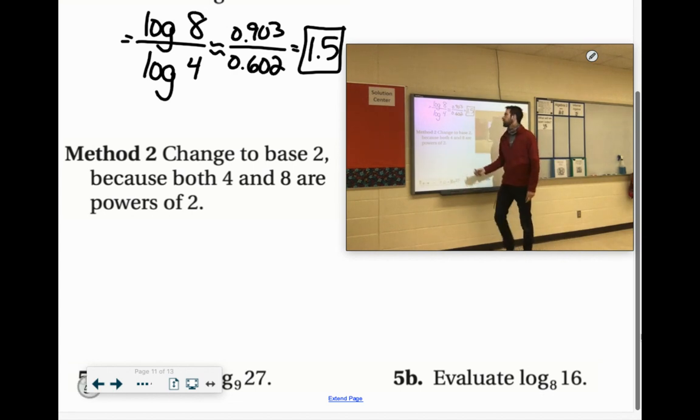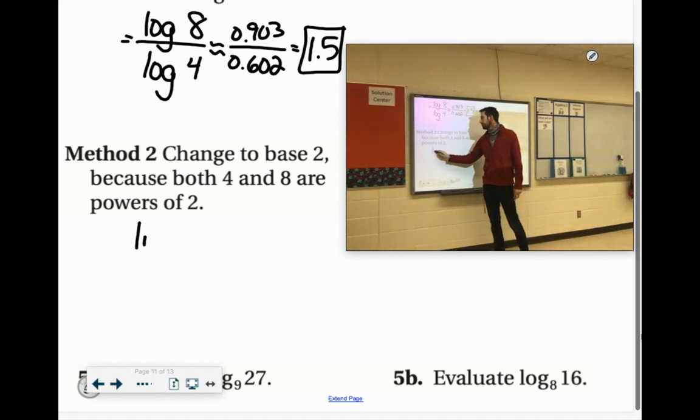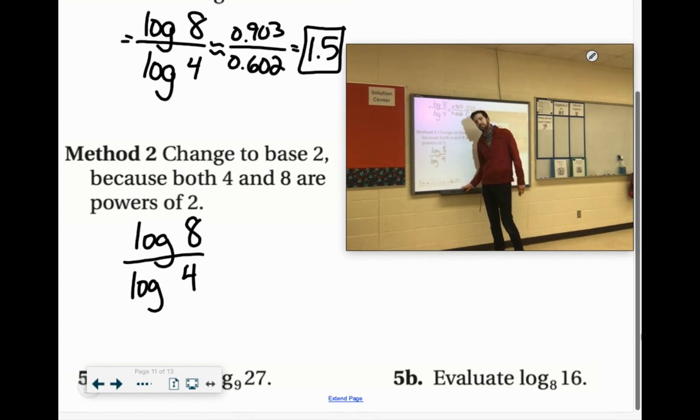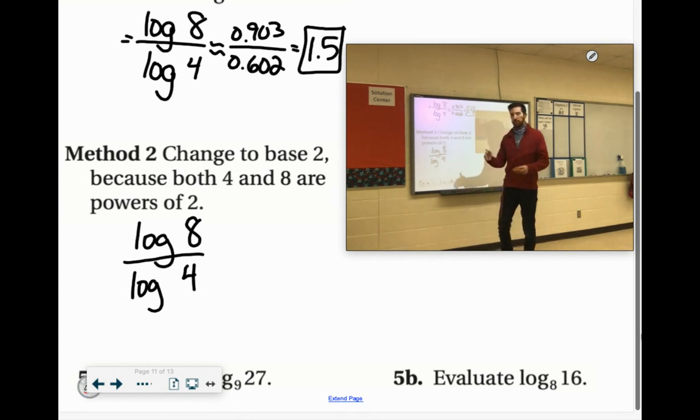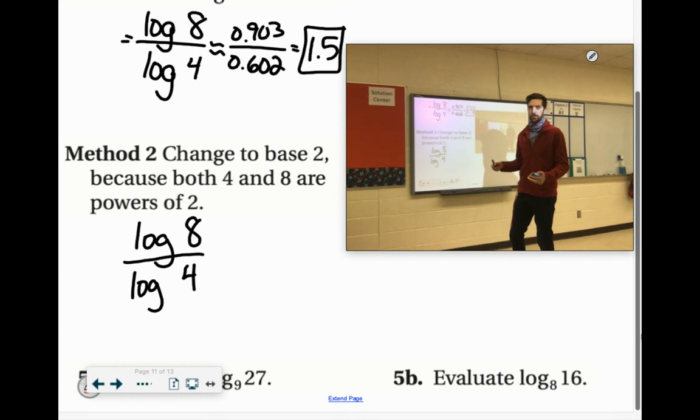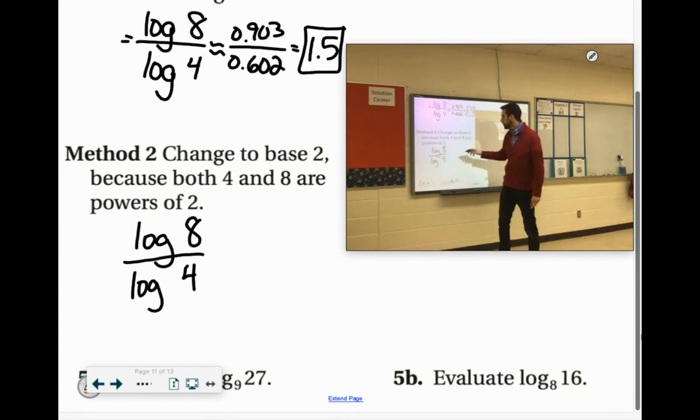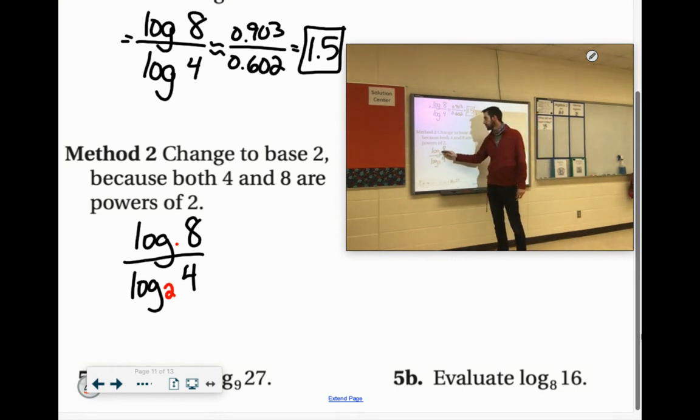So remember, we kicked the log 8 to the top. The log 4 can go to the bottom. Now 4 and 8 are both powers of 2. So 2 to the second power would be 4, 2 to the third power would be 8. So what we can do is give them both base 2, and then we can simplify that.